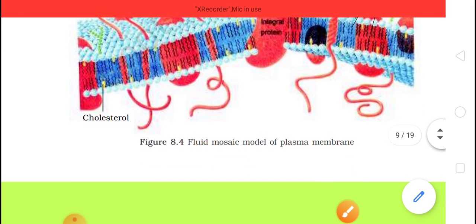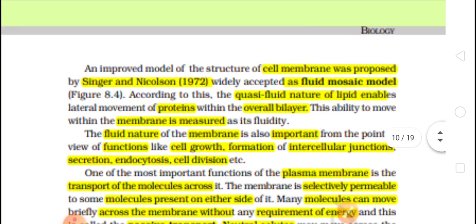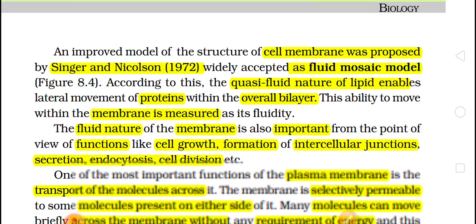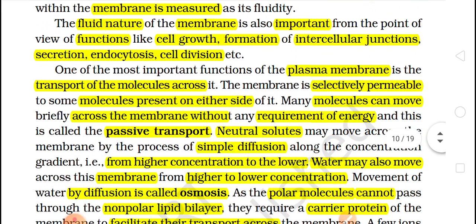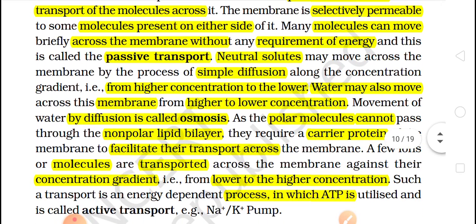Okay children, the fluid mosaic model of plasma membrane was given by Singer and Nicholson in 1972, and they said that the cell membrane has a quasi-fluid nature. Quasi-fluid, not solid and not liquid. The main function of the plasma membrane is to transport molecules across it. The two types of transportation that take place in the membrane are passive transport and active transport. So this we have done today, the plasma membrane.